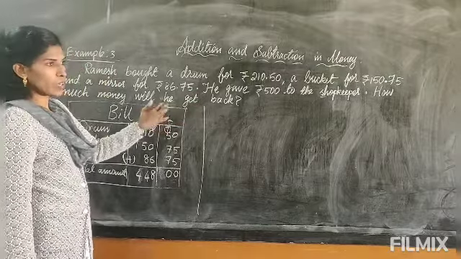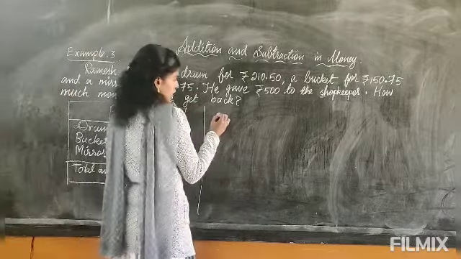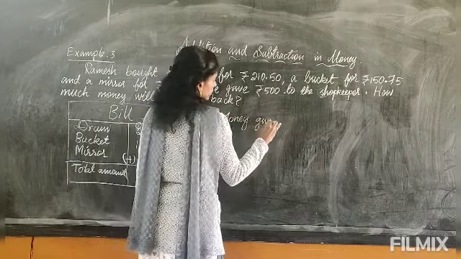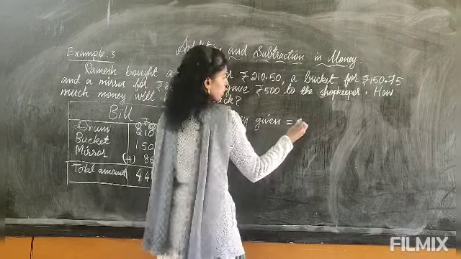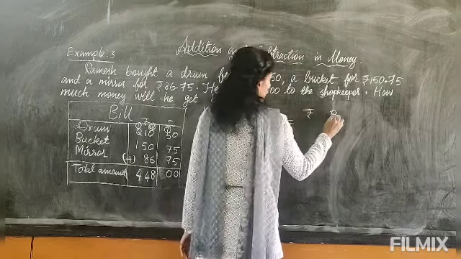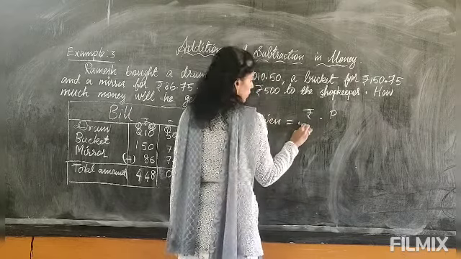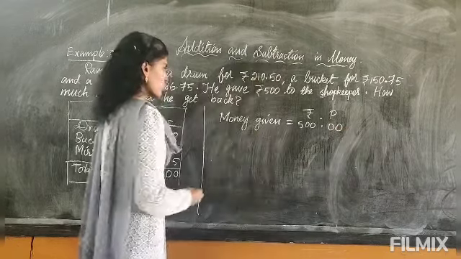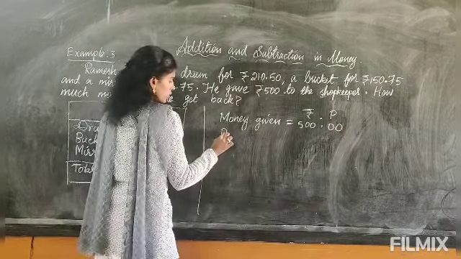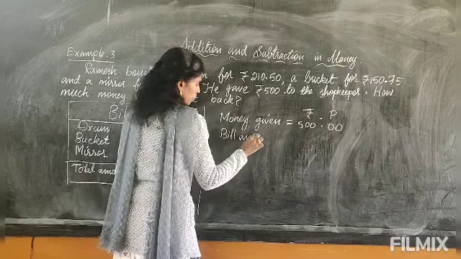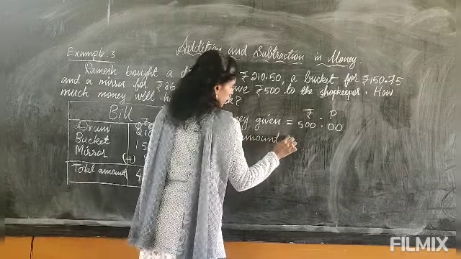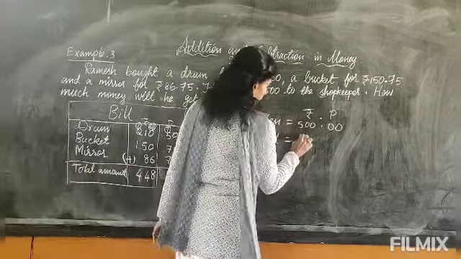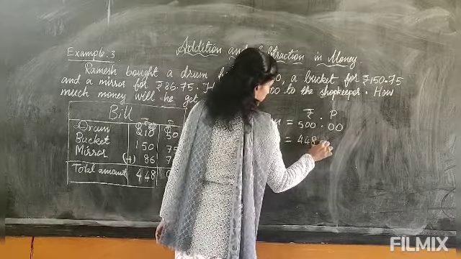To find the amount he gets back, you have to subtract. So let's write first the money given to the shopkeeper. Always arrange in rupees and paise so you won't make a mistake. So it is 500 rupees and there is no paise, so in the paise place you put 0, 2 digits, so 2 zeros. Again the bill amount. How much did he buy? He bought it for 448 rupees and 0 paise. So 448 is the rupees, arrange it in rupees, and 0 paise.